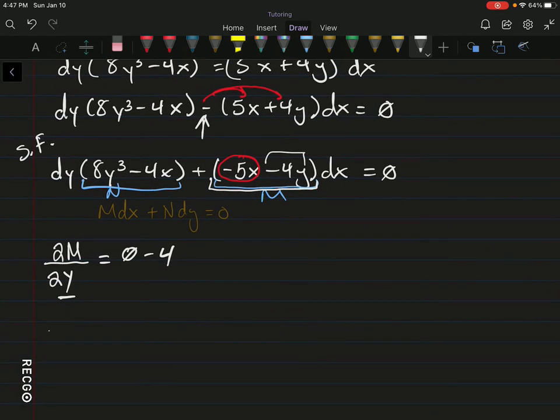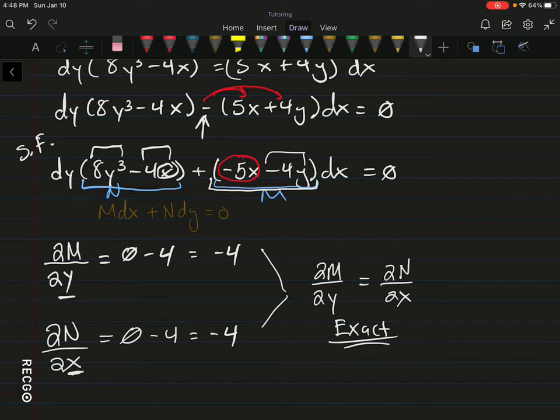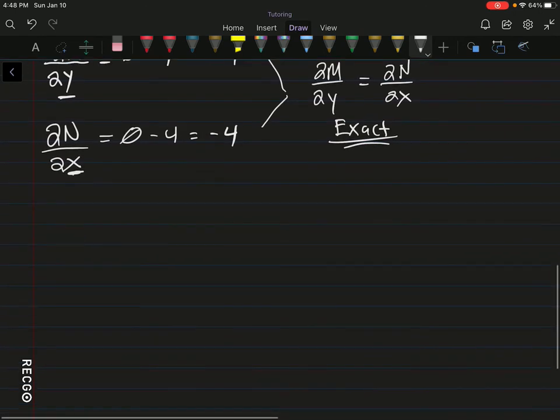And then for N, we take the partial derivative of N with respect to x. And for the first part, because we're doing this with respect to x, all of it is a constant. There's no x. So 0 minus 4x. There's an independent variable x, so we take the derivative, we get minus 4. If we rewrite it, we get minus 4 for both, which means that the partial derivative of M with respect to y is equal to the partial derivative of N with respect to x, meaning that they are exact.